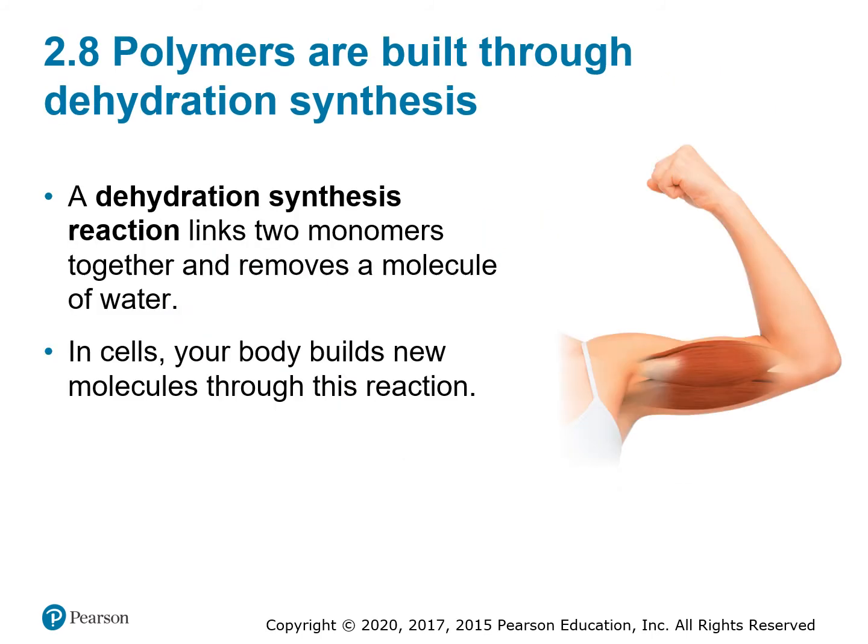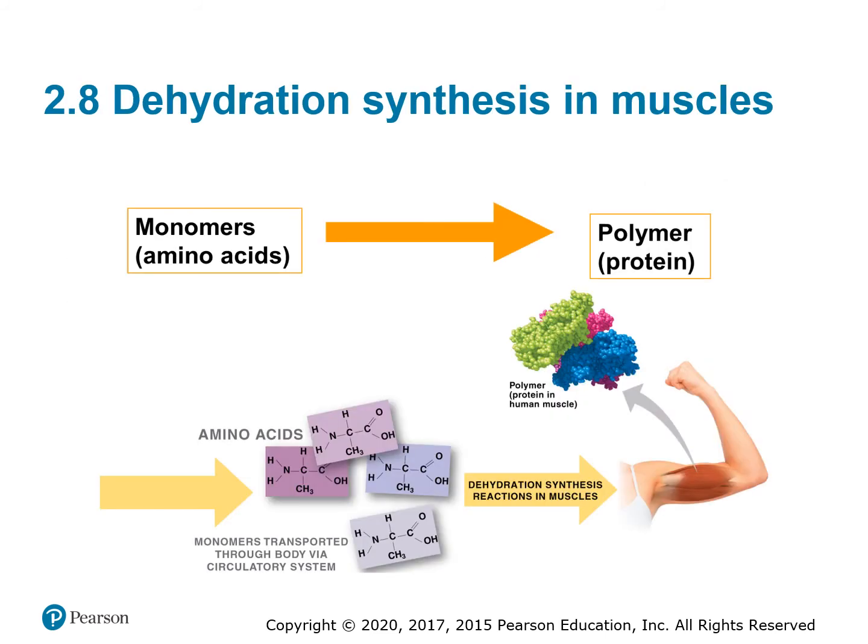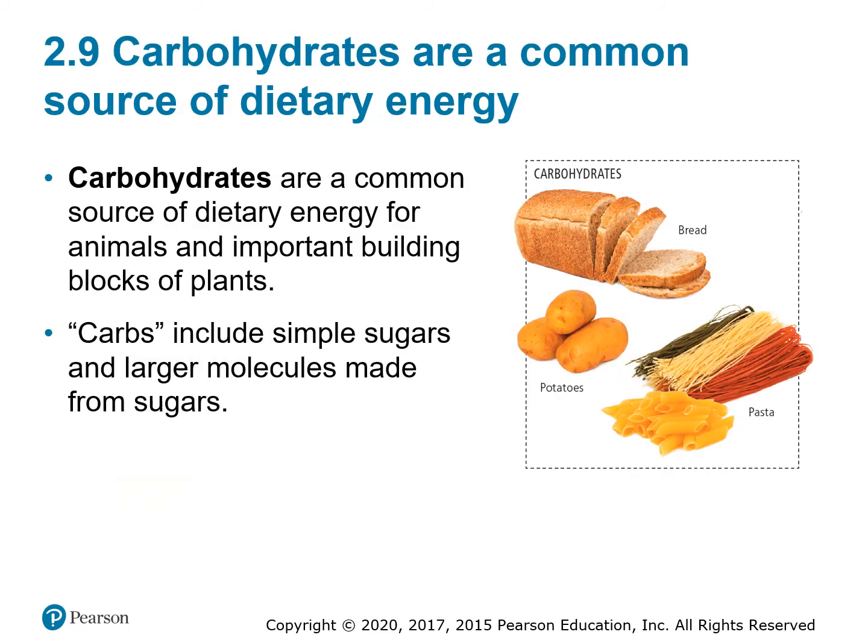that can enter the bloodstream and be taken to cells. On the other side, your body and cells are taking these monomers and putting them together to form new molecules. We call this dehydration synthesis. Basically, those monomers that you have in your bloodstream are put together to form new proteins. Another major component that we said of molecules is carbohydrates. Carbohydrates are a common source of energy for building blocks of other molecules.